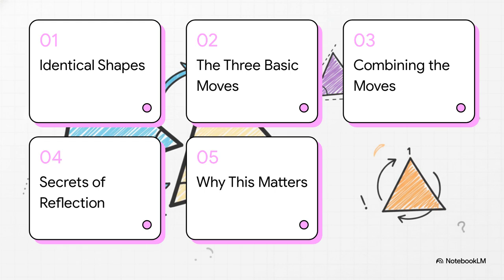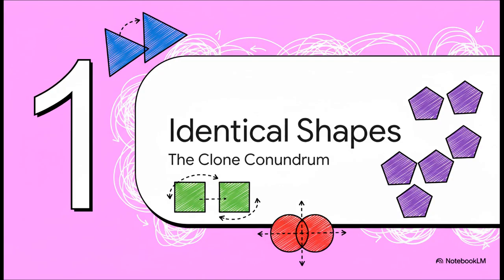So here's our game plan. First, we're going to define what identical really means in geometry. Then we'll build up our toolkit with 3 basic moves. After that, we'll see how to combine them for some more complex dances, uncover a really surprising secret about reflections, and finally, we'll wrap up with why any of this actually matters in the real world. All right, let's jump into part 1.